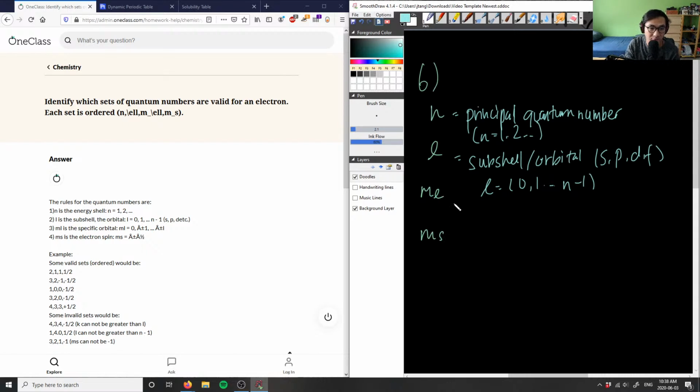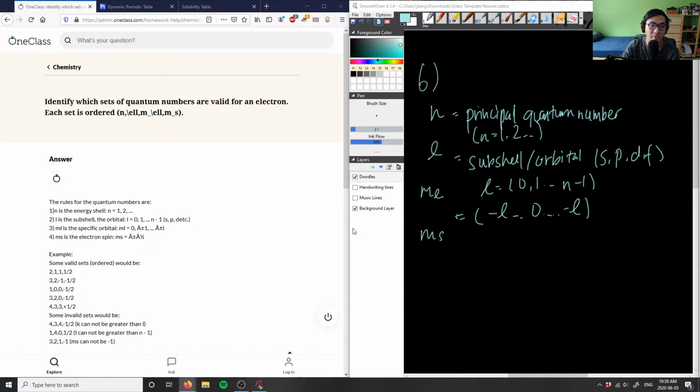ML here is the specific orbital, though you can think of it as the magnetic number. And ML is going to equal basically plus or minus L here, all the way up to, so it's going to go from minus L to 0 and then to plus L here. And that's going to be your magnetic quantum number.